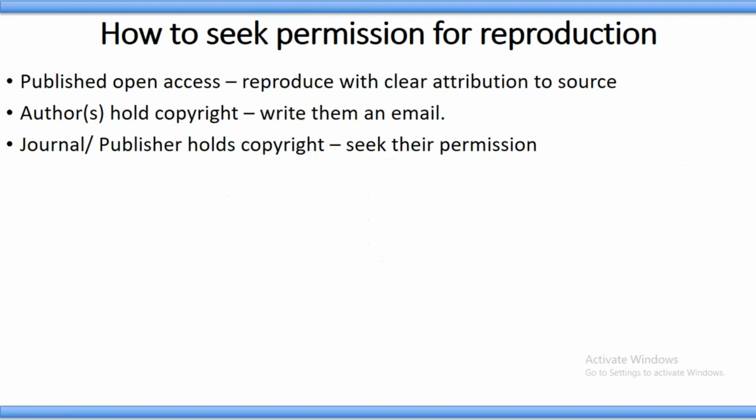Even if it was a table that we had initially synthesized ourselves. So how to seek permission for reproduction? If it is open access and the journal insists, the next journal that you submit to seeks permission, then get a letter from the author. Or if the journal does not insist on this, then you can reproduce with a clear attribution to the source. That is essential. That goes without saying.